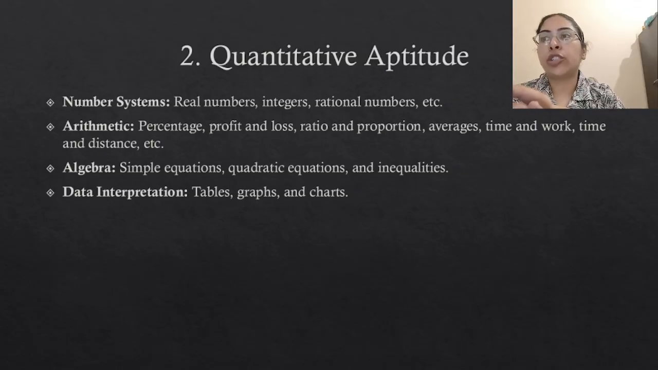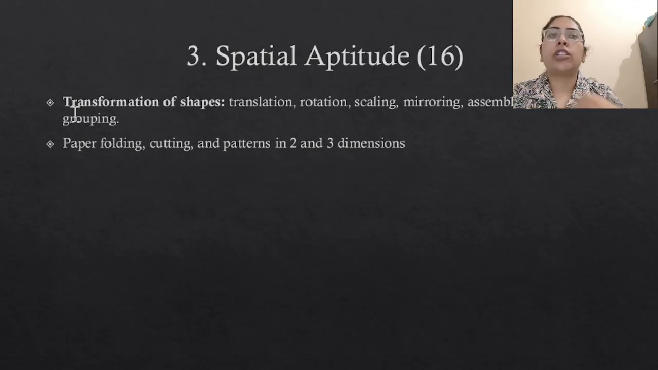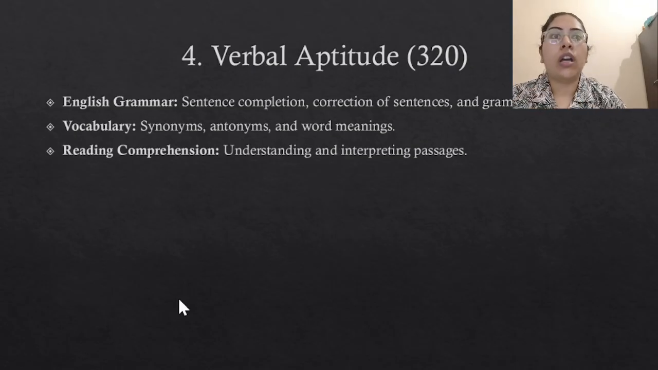Next is spatial aptitude. Spatial aptitude covers transformation of shapes, translation, rotation, scaling, mirroring, assembling, paper folding, paper cutting, patterns in 2 dimension, 3 dimension. All these come under the spatial aptitude. Okay. Next is verbal aptitude.